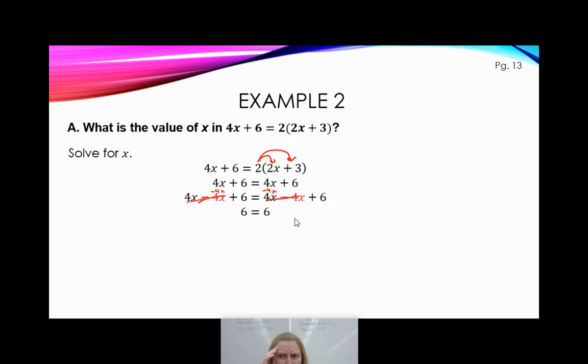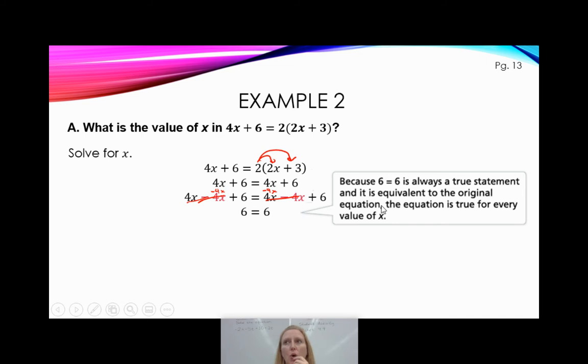So what's happening here? We didn't do anything wrong. We solved the problem right. We used the distributive property. We tried to collect our variables on one side, but my variables completely disappeared. Now I'm looking at this and it says 6 equals 6. So that means something's going on here, because 6 equals 6 is always true. It's equivalent to the original equation.